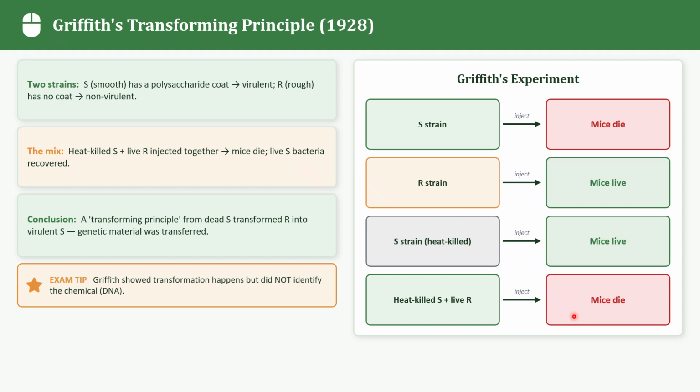This phenomenon is called transformation. And the unknown substance came to be known as the transforming principle. Griffith concluded that hereditary information had been transferred. But he could not identify whether the transforming principle was DNA, protein or RNA. Yes, let's move on to the next one.